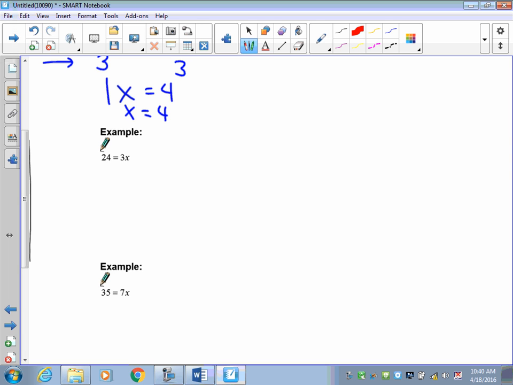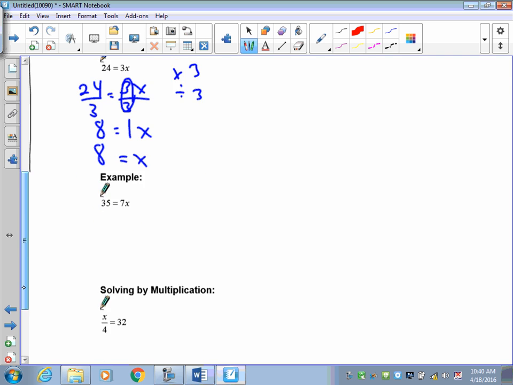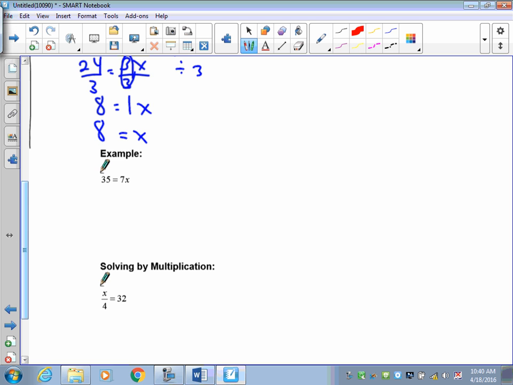Okay, so here we're dividing by 3. The opposite of, sorry, we're not dividing by 3. We're multiplying by 3. Opposite is divide by 3. So I've got 24, divide that by 3, and 3x, divide that by 3. 3 divided by 3 is 1. 24 divided by 3 is 8. So 8 is your x. All right? Okay, let's have you try the last one.